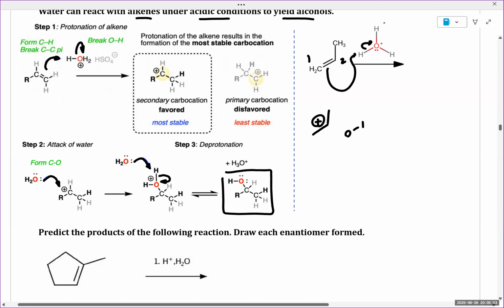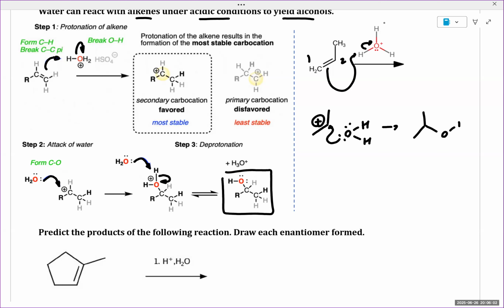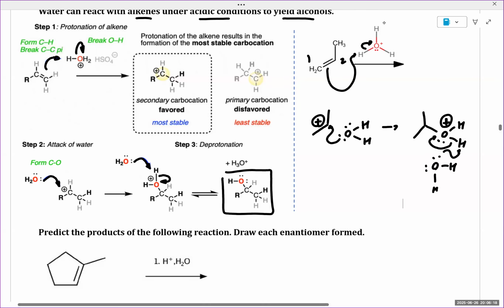From here, water is a competent enough nucleophile to attack our carbocation. That in turn generates the following molecule. Now remember, because we're dealing with water, we have one more cleanup step where water pulls off a proton so that we get our neutral alcohol. So as you can see, net overall, we've installed this alcohol at the most substituted position.